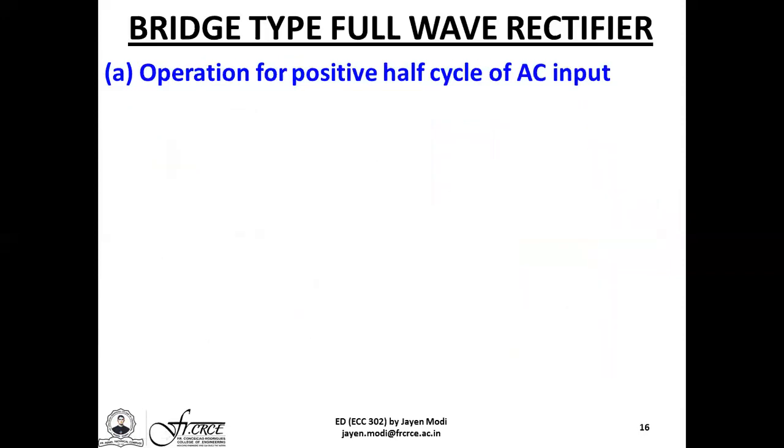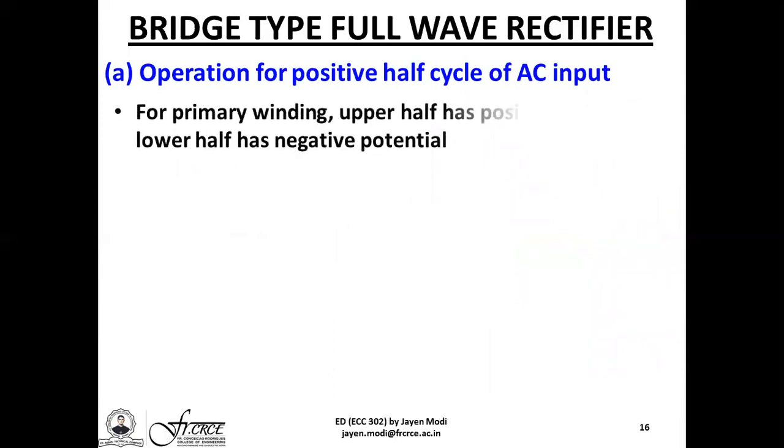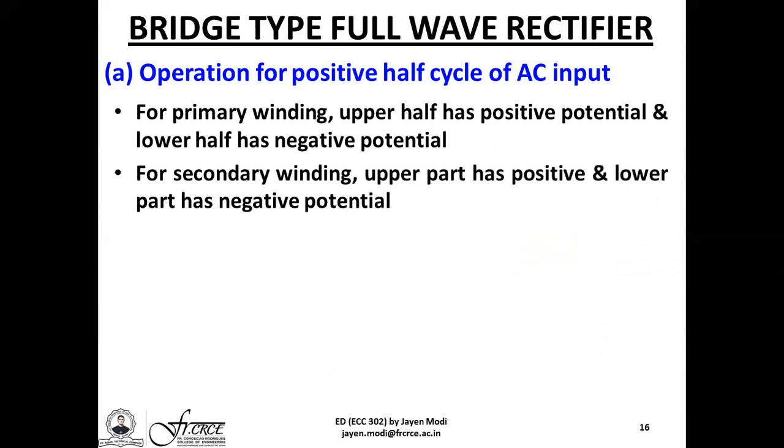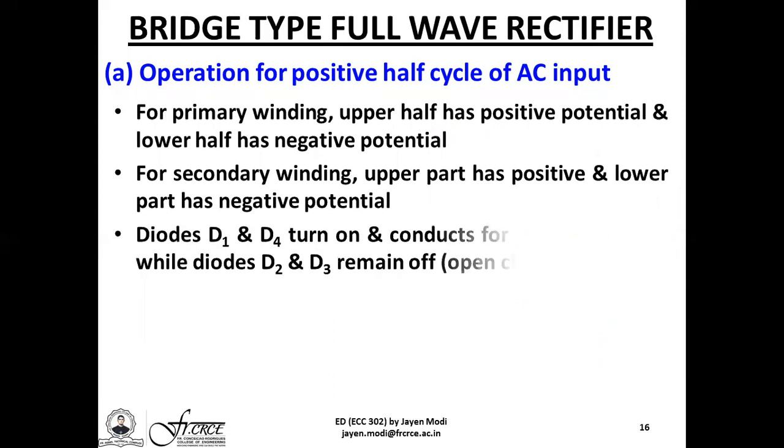So looking at the entire description, we have for the primary winding, the upper half has a positive potential while the lower half has a negative potential. For the secondary winding, the upper part has a positive potential while the lower part has a negative potential. This makes diode D1 and D4 forward biased. They turn on and they conduct for the entire half cycle from 0 to pi, while diodes D2 and D3 remain off. That is, they are an open circuit or an open switch during the intervals from 0 to pi.